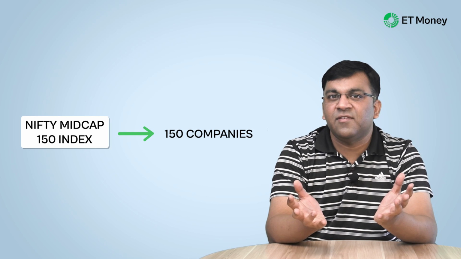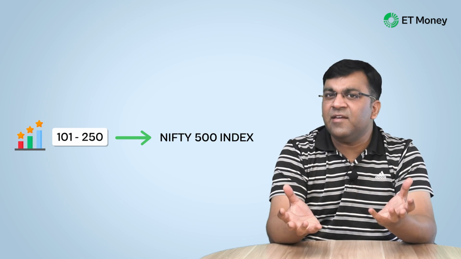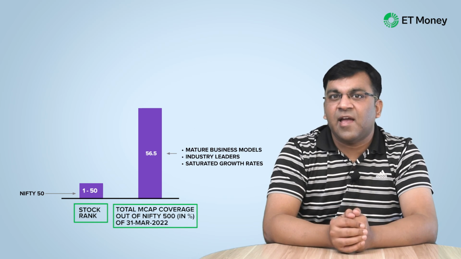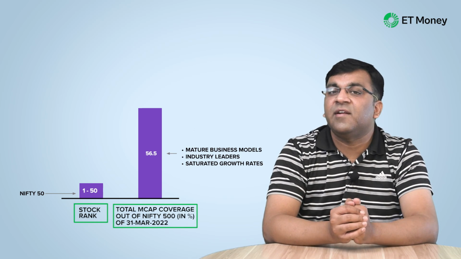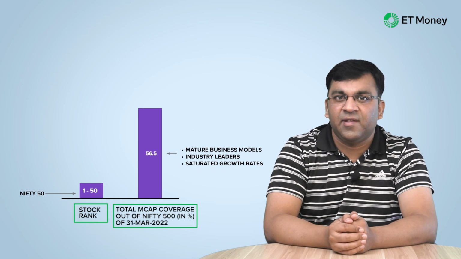The Nifty Midcap 150 index, as the name suggests, consists of 150 companies. These companies are ranked between 101 and 250 in the Nifty 500 index, and this ranking is based on the company's full market capitalization. So in the stacking order, we have those 50 Nifty 50 companies, which are generally established industry leaders and represent around 56% of the Nifty 500's total market capitalization.